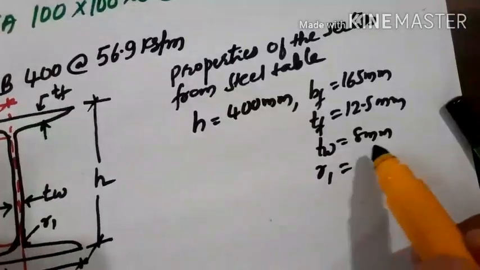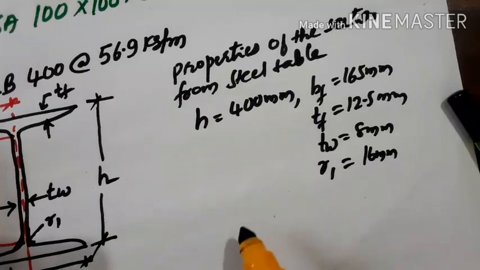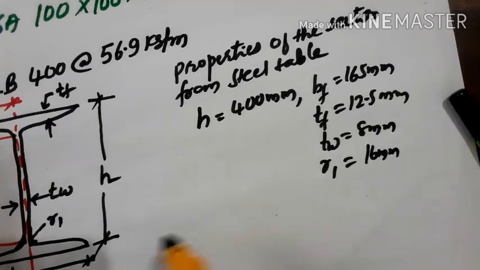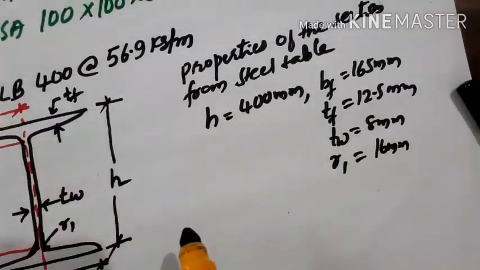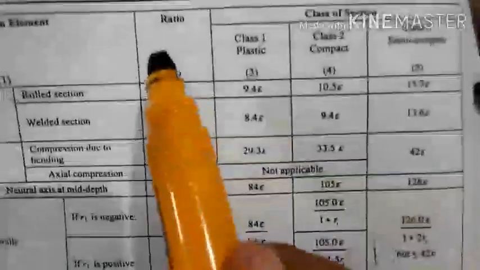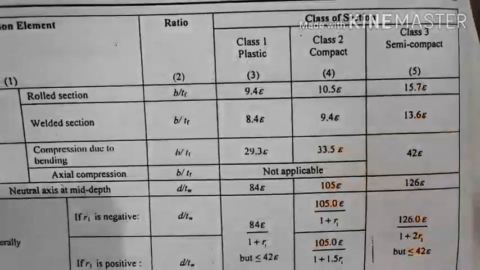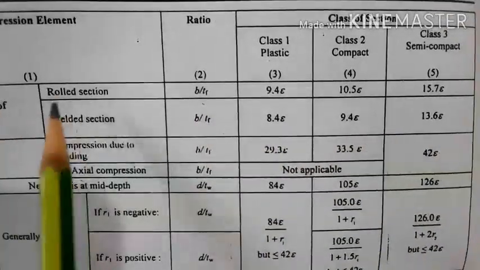Okay, R1 will be 16 mm. Now you have to calculate the ratios, that is, to classify these sections you need to calculate the ratios. So here the compression element is given, and here you need to calculate the ratios. Look at this table, you need to calculate the ratios for the rolled section.